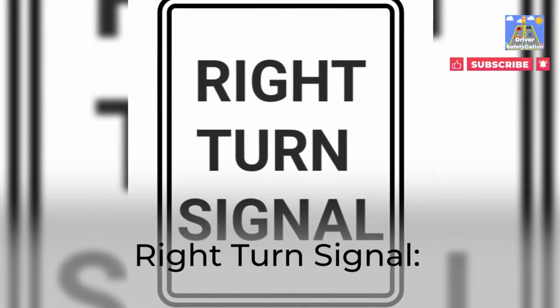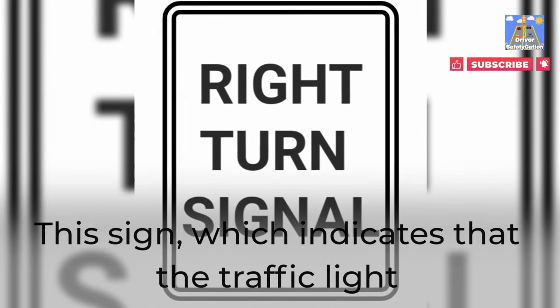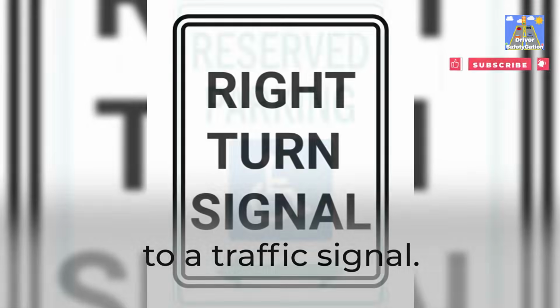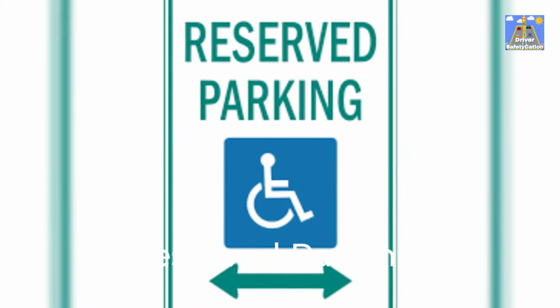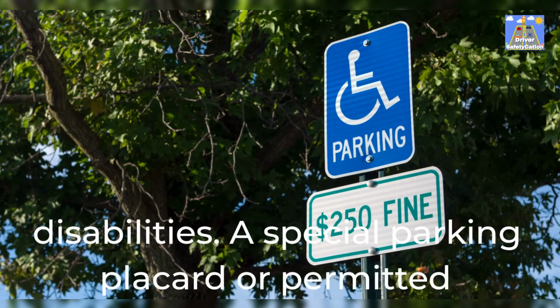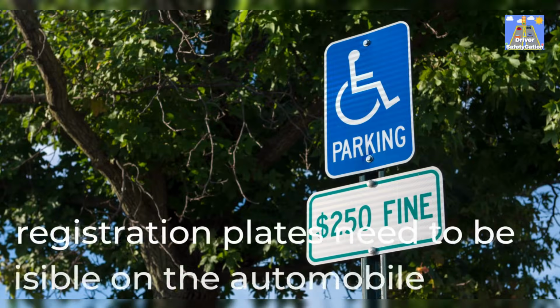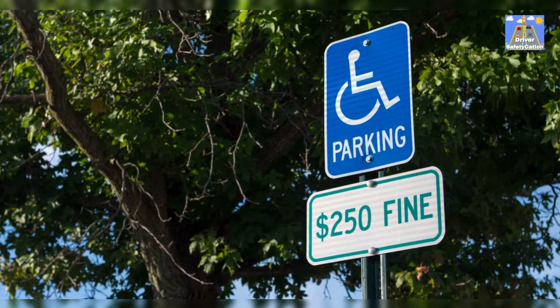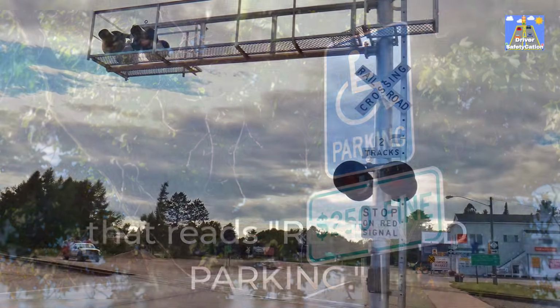Right turn signal. This sign, which indicates that the traffic light governs right turn movements, is placed adjacent to a traffic signal. Reserved parking. These markers identify spaces set aside for drivers with disabilities. A special parking placard or permitted registration plates need to be visible on the automobile when parking in the place designated by the sign that reads reserved parking.